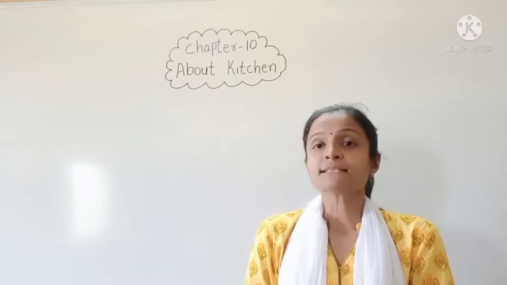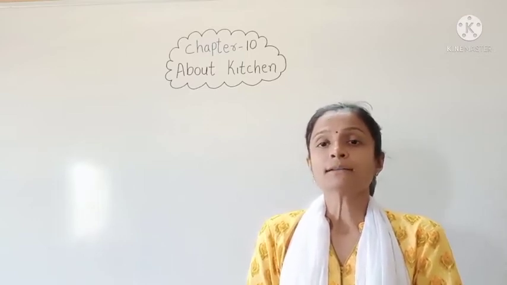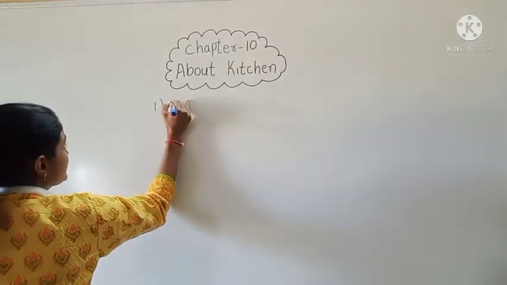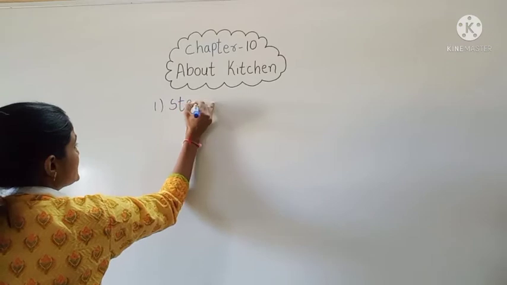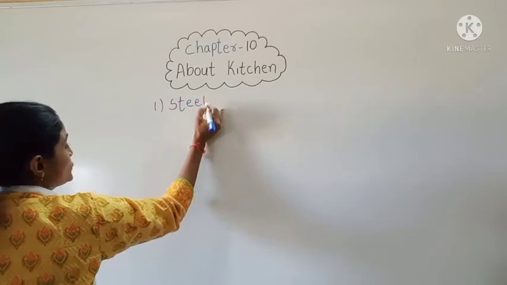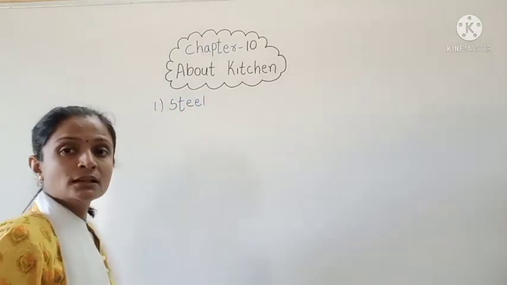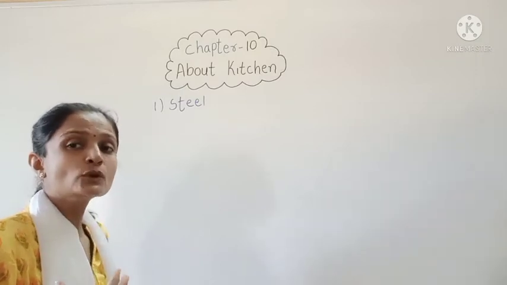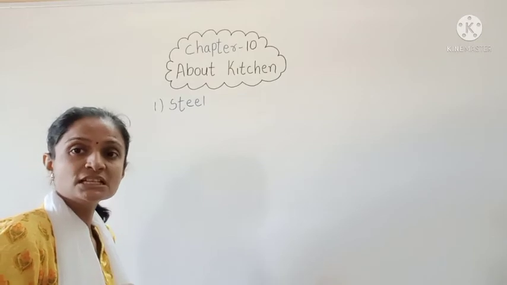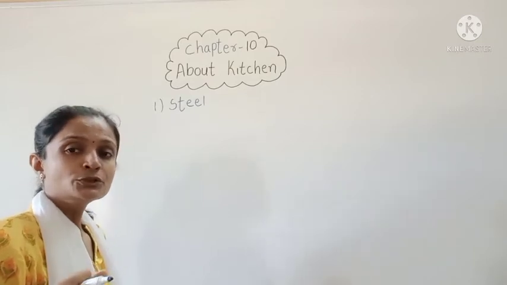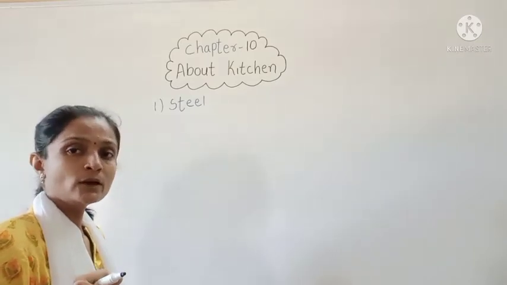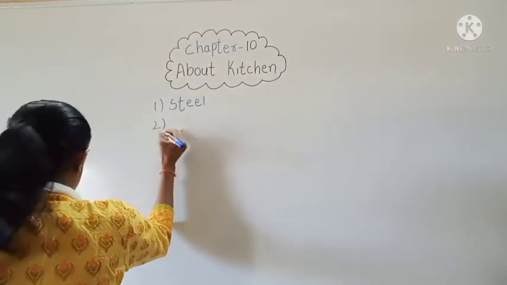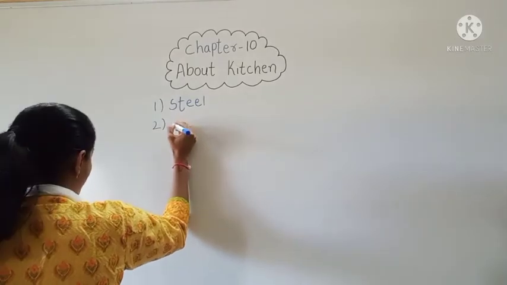Okay, let us see what are the utensils made of. Number 1 is steel. So you all have seen the steel utensils in your house. The dish in which you are eating food, it is made of steel. The glass from which you drink water, it is also made of steel, right? Then number 2 is copper.